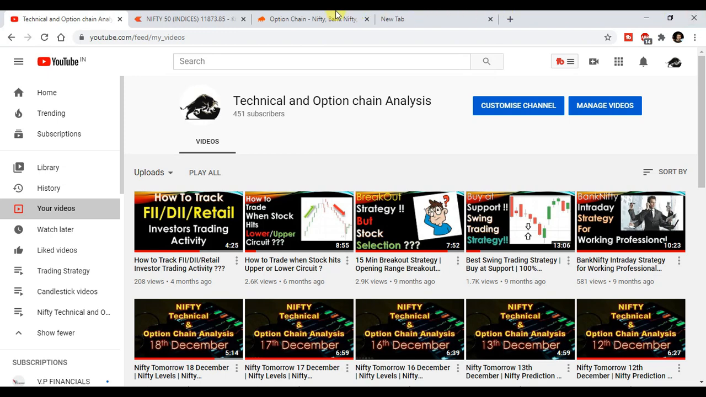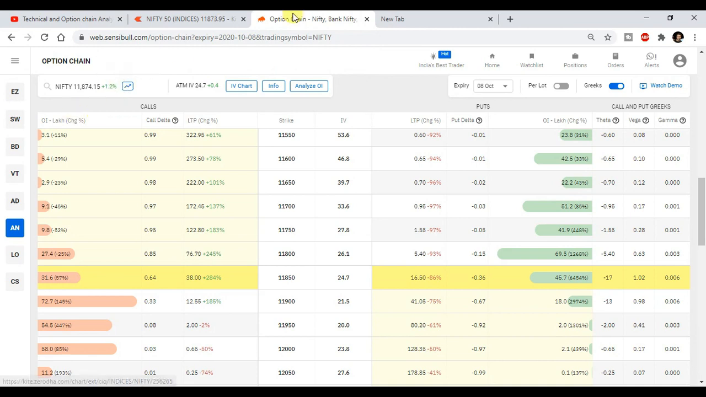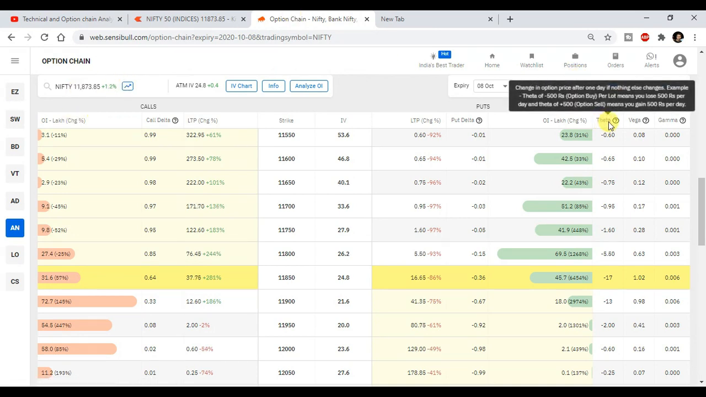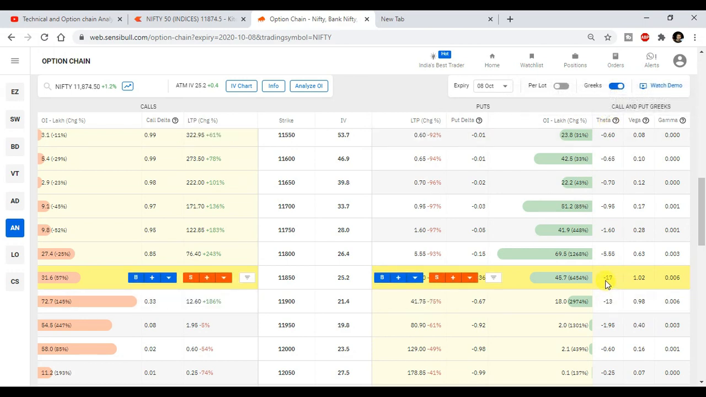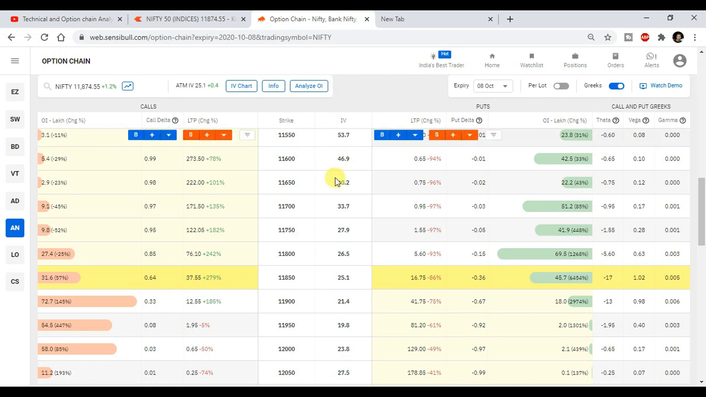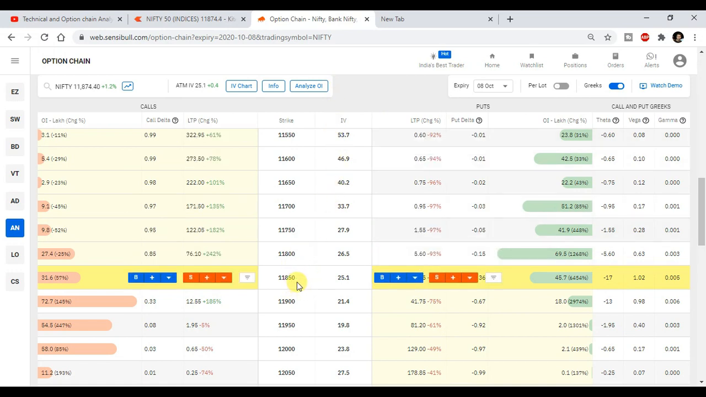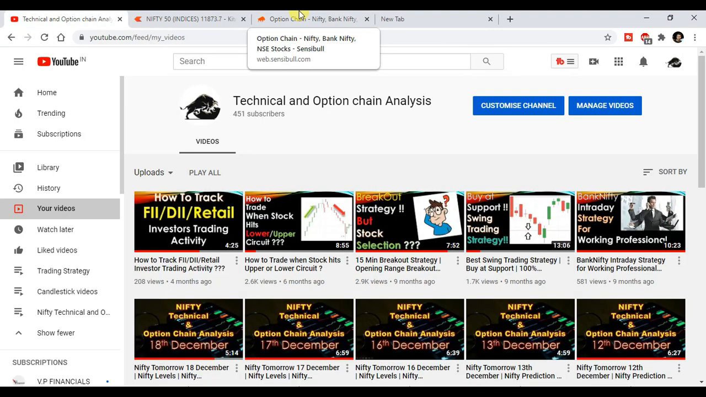If I go to the option chain, this is the option chain of Nifty, and if I show you the Greeks over here, you can see the theta. Theta says the value is minus 17. It means if the Nifty closes at this particular strike price by the end of the day, then the premium of this strike price will decrease by this value. So this is all about theta. Now let's go to the strategy.